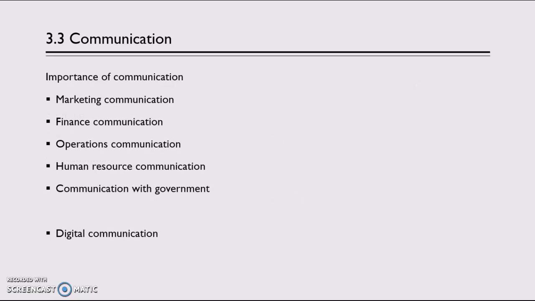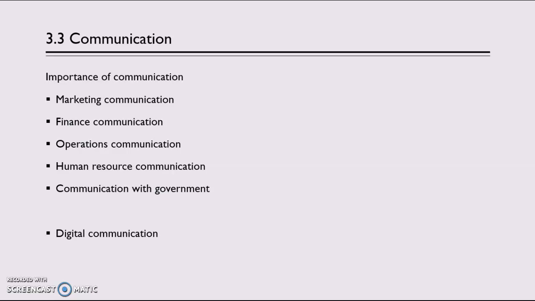So that links into this, the importance of communication. We've got communications that cover all the different functional areas of the business. So marketing communication will be linked to communicating with your customers, cover things like advertising and so on, as well as market research. Finance communication with lenders, investors, banks, okay, and making sure they understand the financial situation of the business. Operations communication is going to cover your suppliers, and understanding the production capabilities, so that within the production department of the organization.